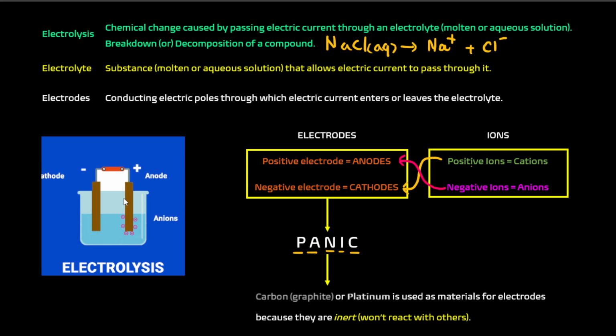Now, these electrodes are made of either carbon, graphite, or platinum because they are chemically inert, which means that they won't react with other substances. This is also very important information to remember because in exams they always ask, why do you use carbon or platinum, or suggest an element you should use for electrode, and this should be your answer.